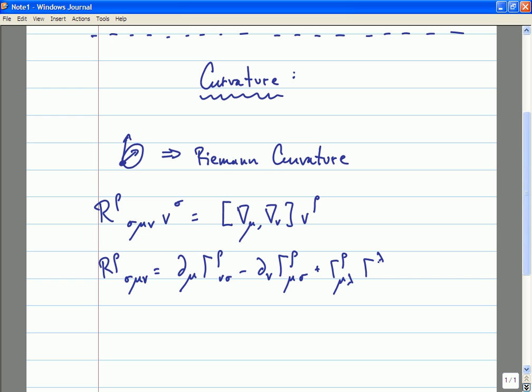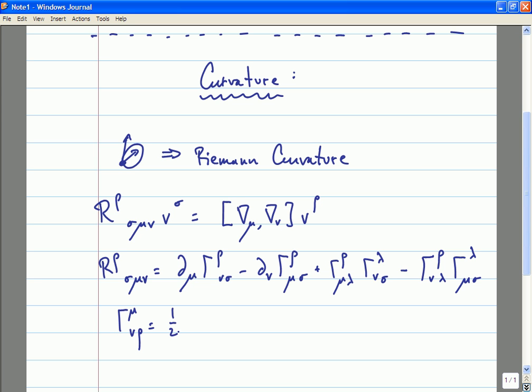So the Christoffel symbols, I remind you, are the objects with one upper and two lower indices, which are used to formulate both the geodesic equation as well as the covariant derivative. So the Christoffel symbol is the correction term that arises in the covariant derivative. It's built out of the metric, so let me remind you of the formula.